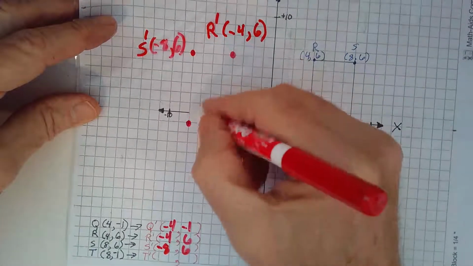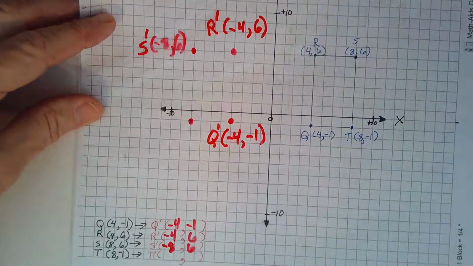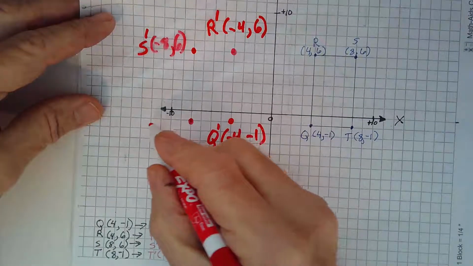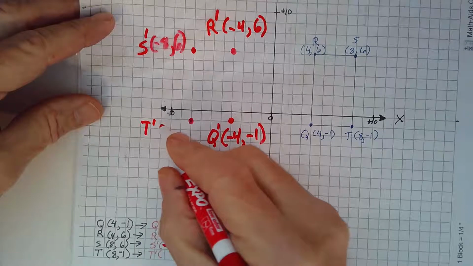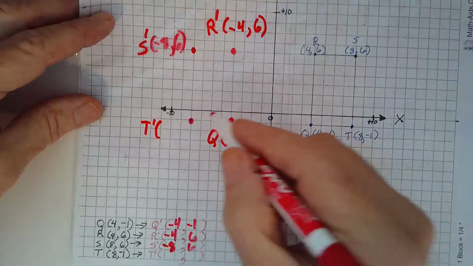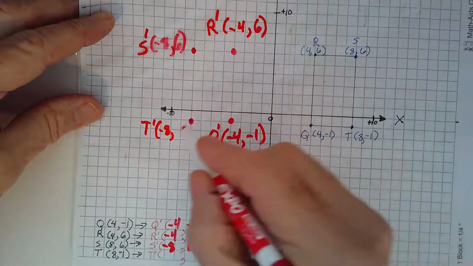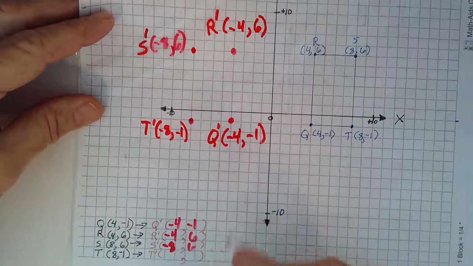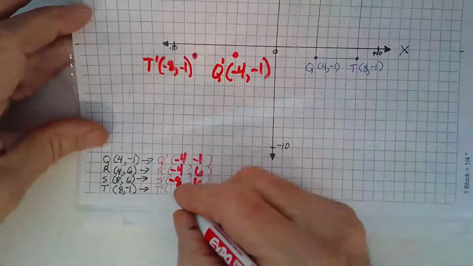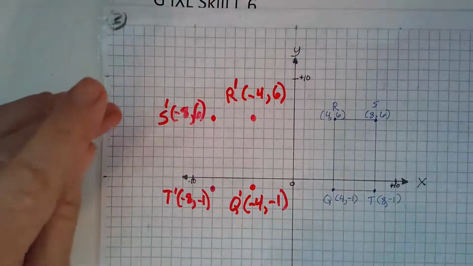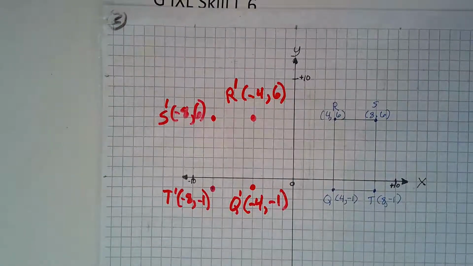It's going to be in the same position on the x-axis that S prime was. So T prime is at X is -8 and Y is -1. So I'm going to write down at the bottom -8, -1. Okay. So once I've done that, then I can go ahead and connect my points.